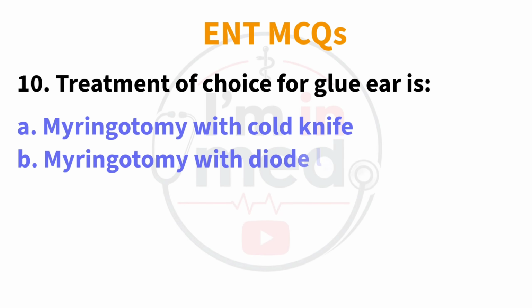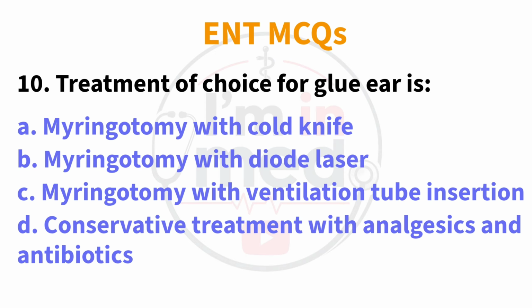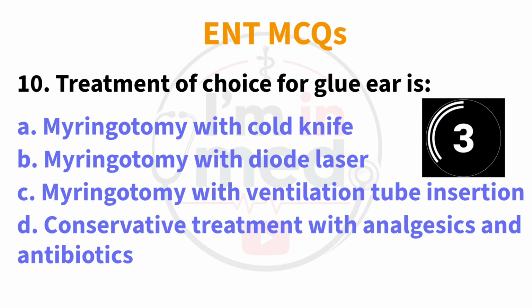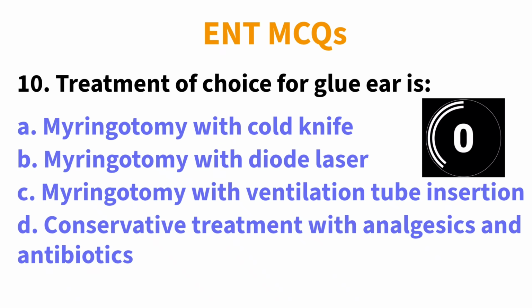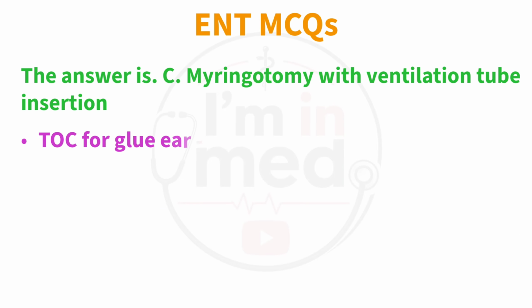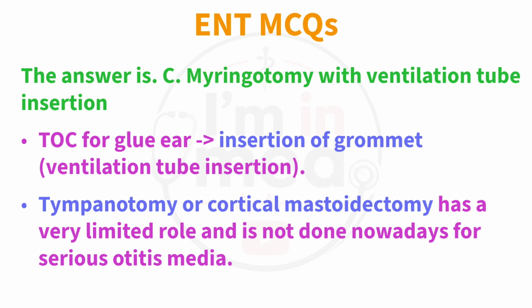Treatment of choice for glue ear is: A. Myringotomy with cold knife, B. Myringotomy with diode laser, C. Myringotomy with ventilation tube insertion, D. Conservative treatment with analgesics and antibiotics. The answer is C. Myringotomy with ventilation tube insertion. Treatment of choice for glue ear is insertion of a grommet, that is, ventilation tube insertion. Tympanotomy or cortical mastoidectomy has a very limited role and is not done nowadays for serous otitis media.